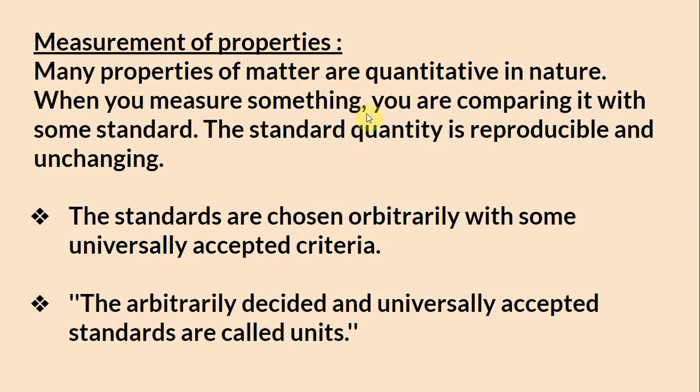When you measure something, you are comparing it with some standard. The standard quantity is reproducible. What is the standard quantity? It is always reproducible and unchanging. We cannot change the standard. There are two properties of standards. The standards are chosen arbitrarily with some universally accepted criteria.